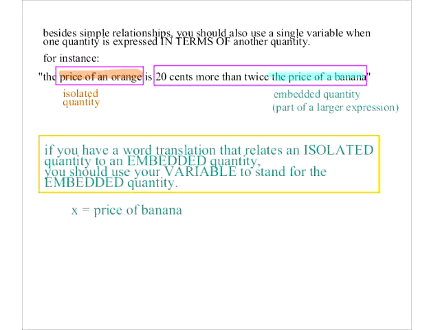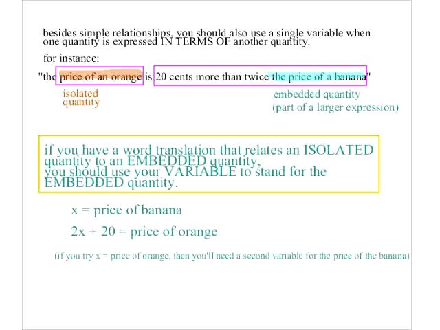Because then the equation just tells you what it is. It's 20 cents more than twice the price, so that's 2x plus 20. If you try x for the price of an orange, then you're going to have a hard time doing the price of a banana without having another variable. Let me type that out for you. If you try x equals price of orange, then you'll need a second variable for the price of the banana, and that's just awkward.